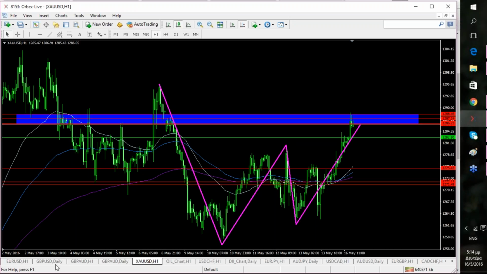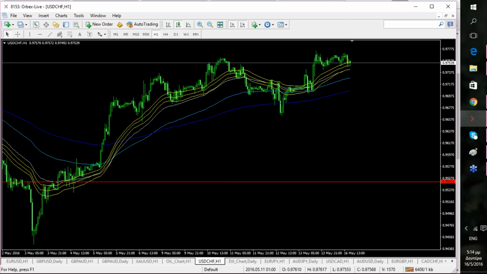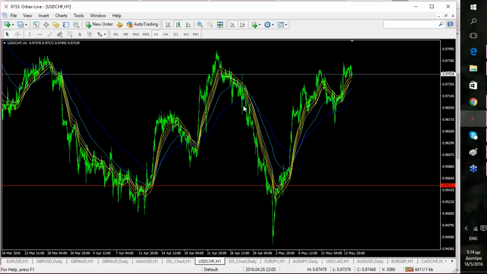Okay, so what else? USD CHF. USD CHF is highly negatively correlated to the Euro US dollar. Okay, so if we look at one pattern that's happening in the Euro USD, we might see the opposite pattern in the USD CHF.